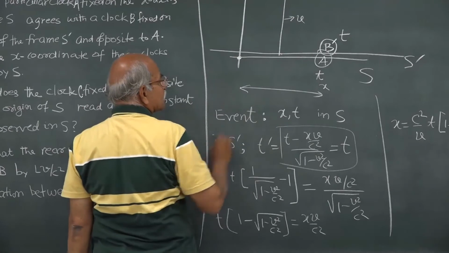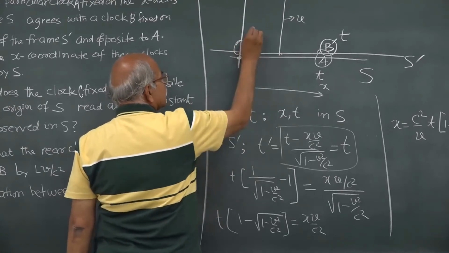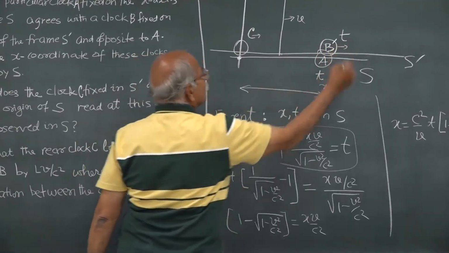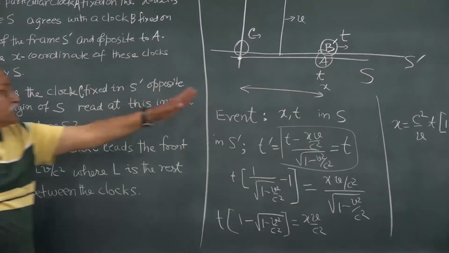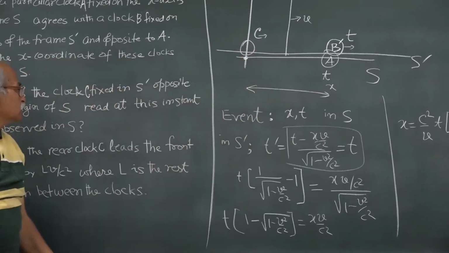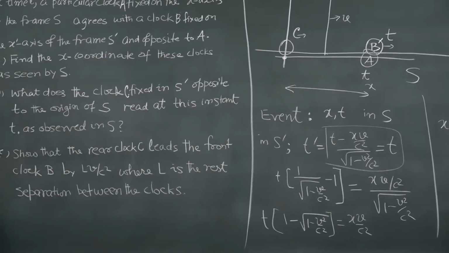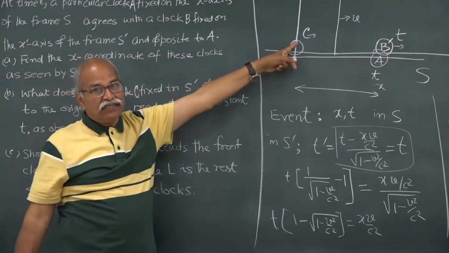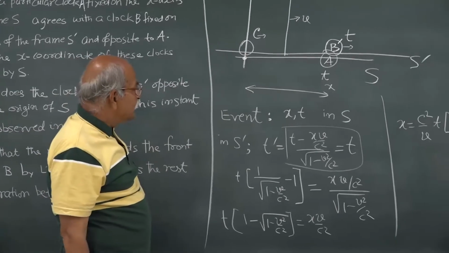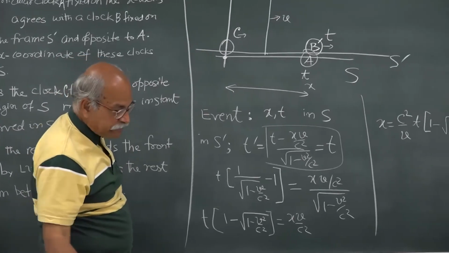This is the origin of S. So there is some clock here, C. They are all moving. But at this instant t, this clock is opposite to the origin, and the question is, how much does this clock read? So this is the question. Let me make some space.